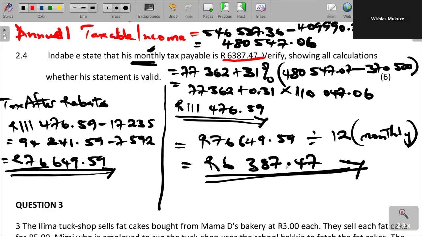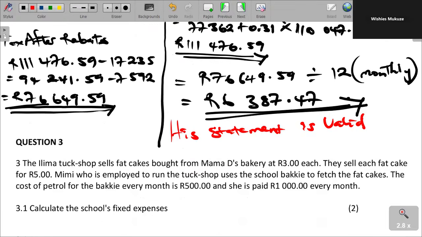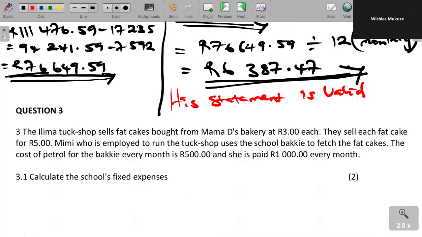So we are adding and calculating that, and we get 6,387. So what it means is that his statement is correct. His statement is valid, as you can see from these calculations. We are now going to question 3.